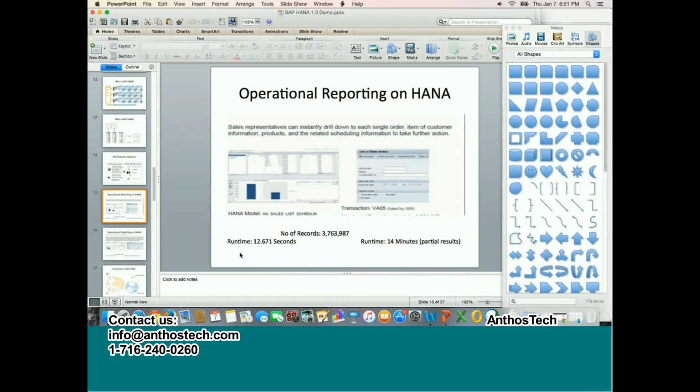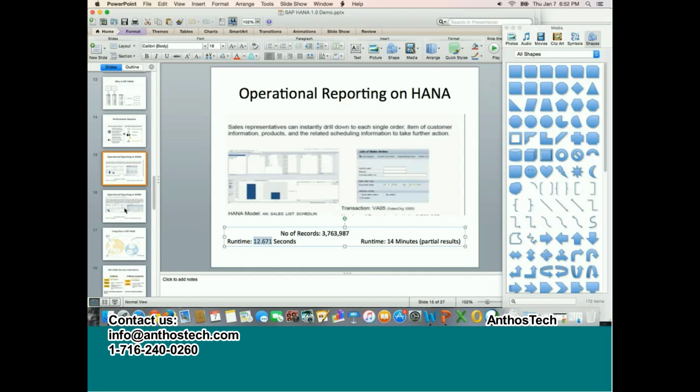Okay, a simple example of how HANA is faster. There is a transaction called VA05, which is used for listing sales orders in an organization. This is a classical test result that has been shared by SAP. It shows the number of records fetched. In a traditional database, it took 14 minutes to get even partial results, whereas in HANA it took 12.671 seconds. That means it is faster.